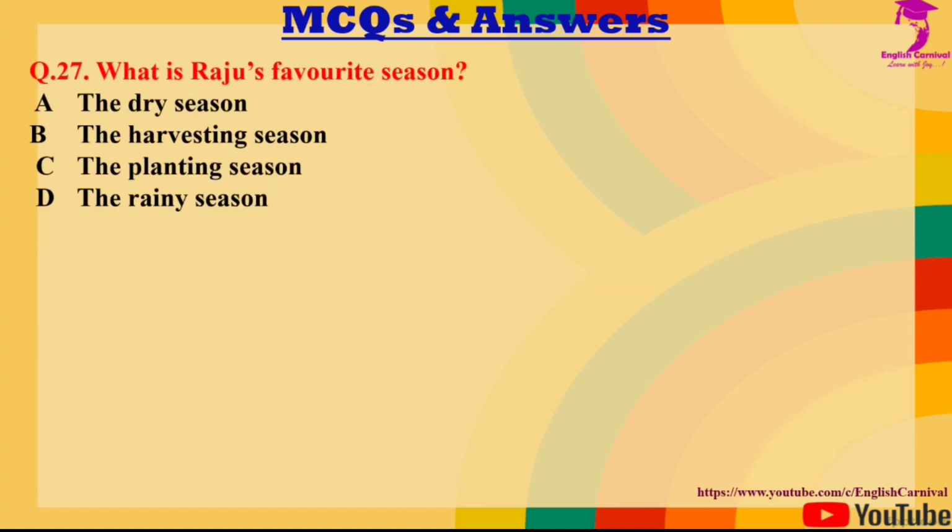Question number 27 we have, what is Raju's favorite season? Options are A. The dry season, B. The harvesting season, C. The planting season, and D. The rainy season. The correct answer is B, that is the harvesting season.